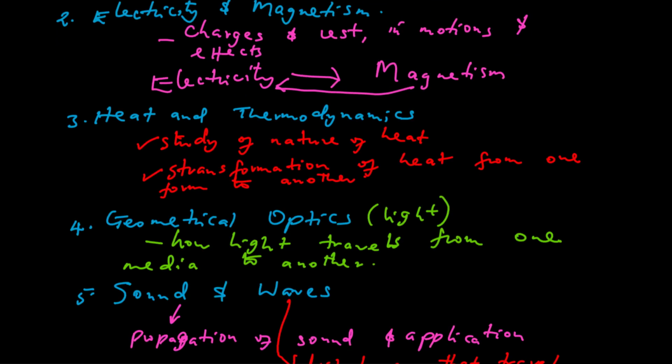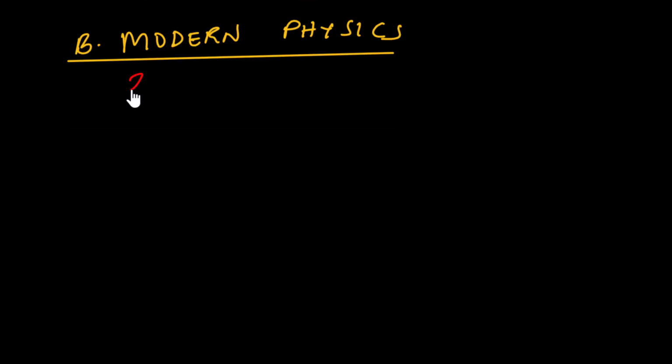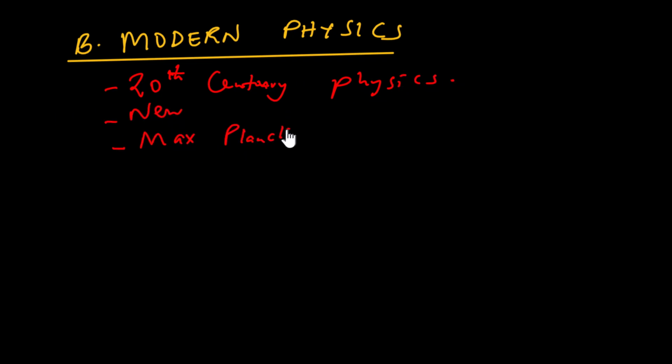Now, let's get into the second category, which is modern physics. As we said earlier, modern physics is the 20th century physics. Physicists Max Planck and Albert Einstein are considered the fathers of modern physics. The main branches or subdivisions of modern physics include the following.